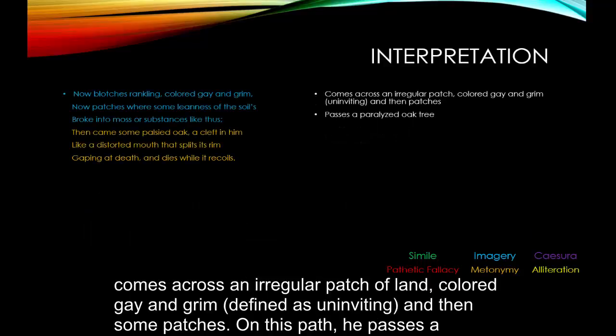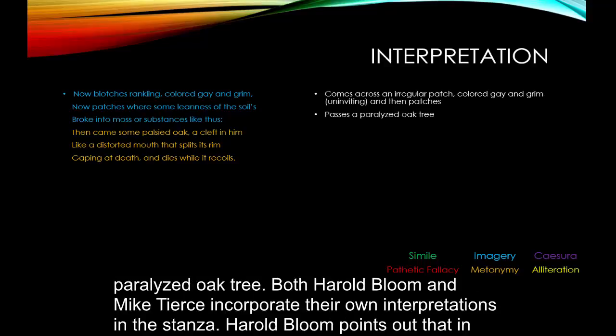Roland now comes across an irregular patch of land, colored gay and grim, defined as uninviting, and then some patches. On this path he also passes a paralyzed oak tree. Both Harold Bloom and Mike Tierce incorporate their own interpretations in the stanza.